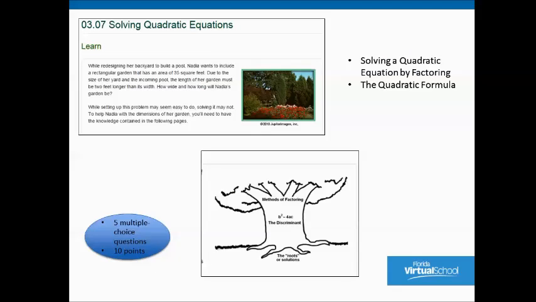3.07 is solving quadratic equations. So it's taking what they learned in 3.06 and now they're actually going to solve. And when they solve, they'll find the zeros of the equation. Solve by factoring or solve using the quadratic formula. The assessment is 5 multiple choice questions worth 10 points.